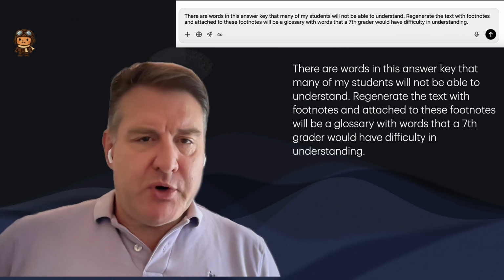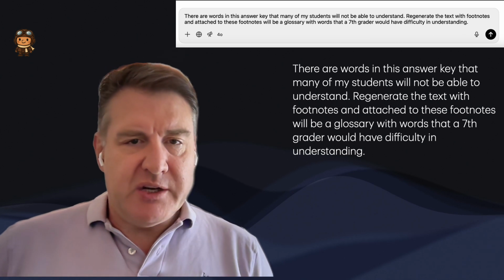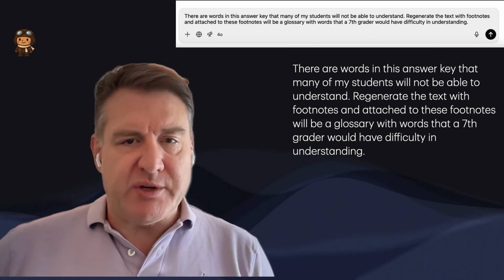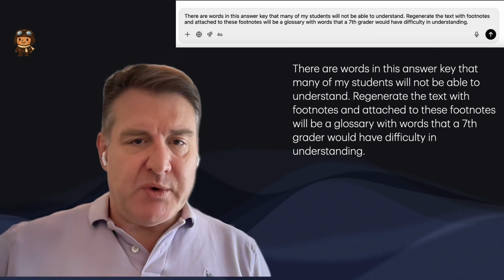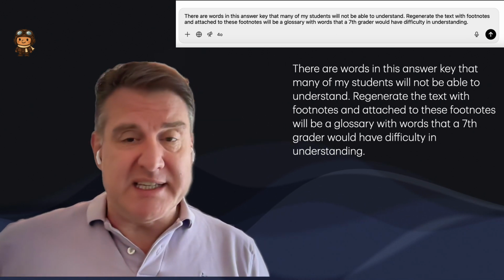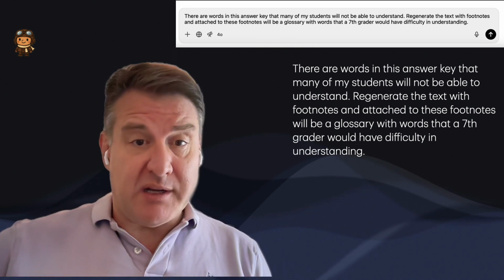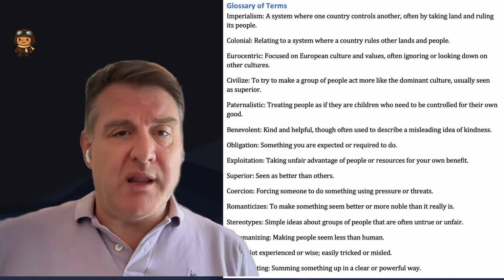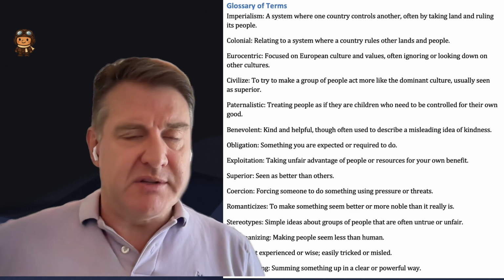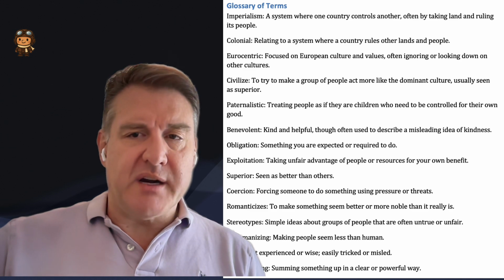So this is my prompt that I put in. There are words in this answer key that many of my students will not be able to understand. Regenerate the text with footnotes, and attached to these footnotes will be a glossary with words that a seventh grader would have difficulty in understanding. I would give this to grade 10 students, but some of their reading levels are not advanced enough. So play it safe, go with a lower Lexile or a lower grade level. And then again, voila. A few moments later, I've got my terms that relate to the explanation found in the answer key, and they've got it all there to look through.